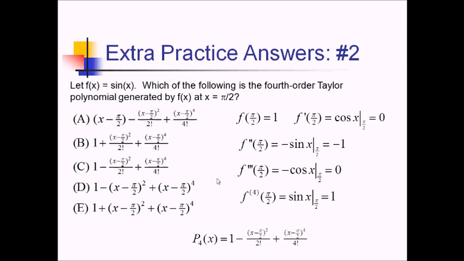Let's match the answer choices now. So we need a 1 minus, and that narrows it down to C and D. Then we need a plus after that. Only it's got to have these factorials on the bottom as well. So that would give us choice C.